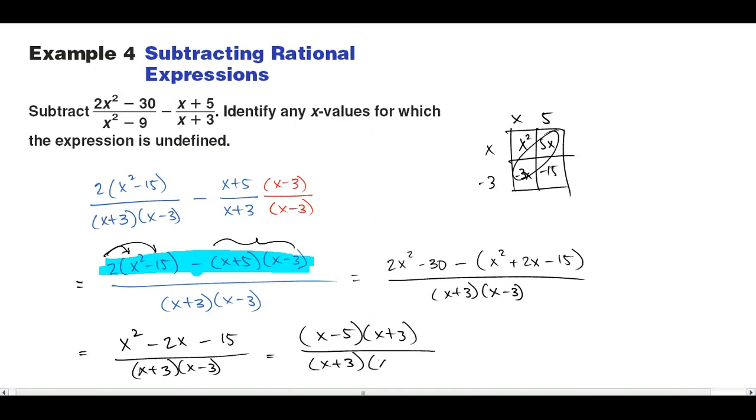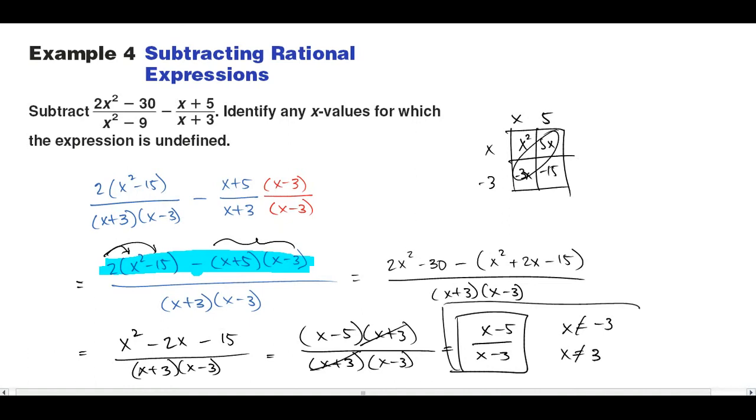And oh my gosh, here we go again. We have an x plus 3 canceling. Our final answer is x minus 5 over x minus 3. But our excluded values: x cannot be negative 3 and x cannot be regular old 3. And there's my final answer. Nice, right? So be careful about that negative. They're the ones that always mess people up. So make sure you distribute that negative through.